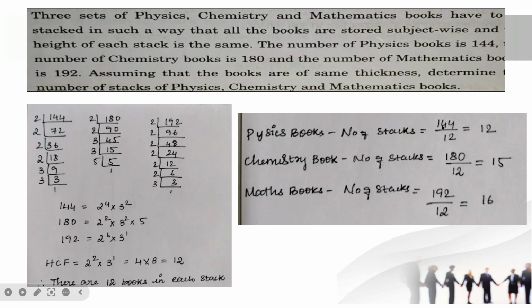For physics books, how many stacks means? How many physics books we have? 144. 144 by 12. 12 ones are 12, 12 twos are 24. Or else you cancel in 2 table, you will get the same number. Chemistry books 180 by 12. Chemistry 180 books we are having. So stacks how many means? 180 by 12 is 15. Maths books 192 by 12, which is 16.